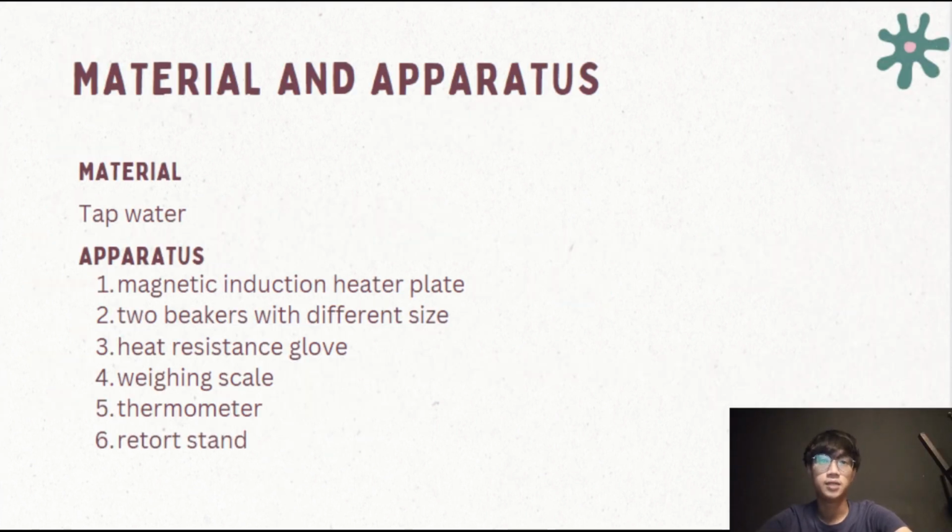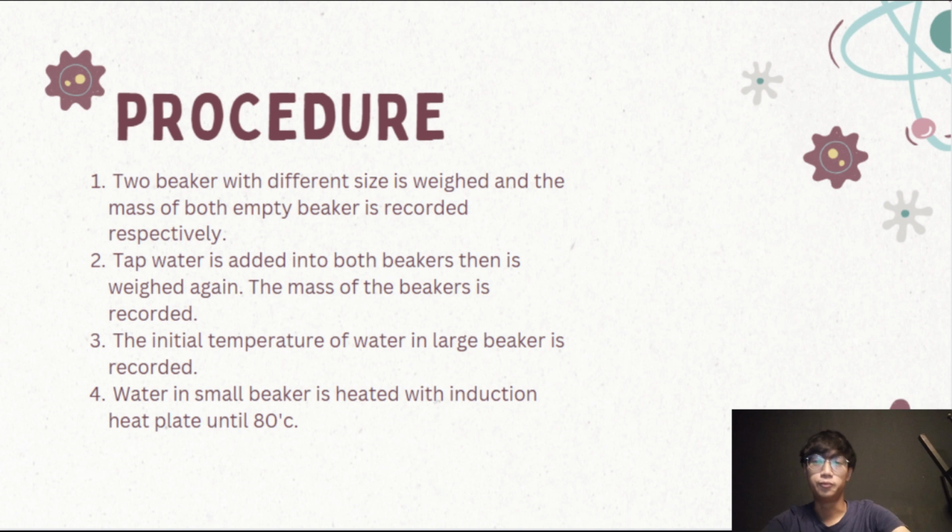Salam sejahtera, I am Lee and now I will continue the presentation on the materials and apparatus parts. There is only one material in this experiment, that is tap water, and there are 6 apparatus in this experiment. The first one is magnetic induction heater plate. Second one is 2 beakers with different size, and next is heat resistant glove, weighing scale, thermometer, and last one is retort stand.